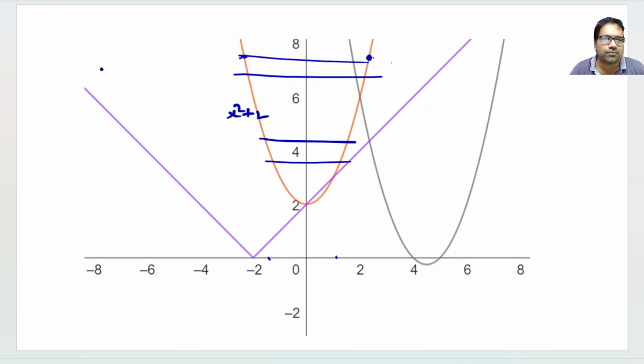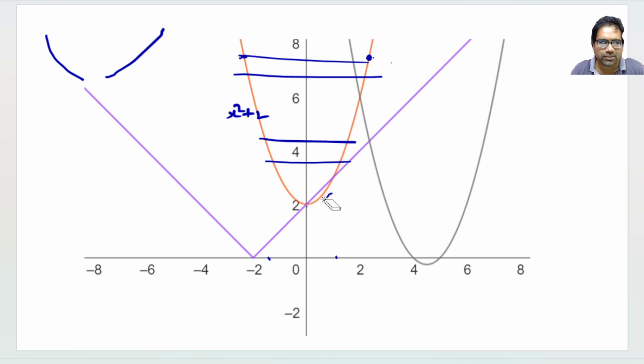A 1-1 map happens only when the function is continuously increasing or continuously decreasing. Here it is decreasing and increasing. So definitely it is not 1-1. So for example, if we restrict this function from here to the right of 0, then this can be 1-1 because then it will be continuously increasing.